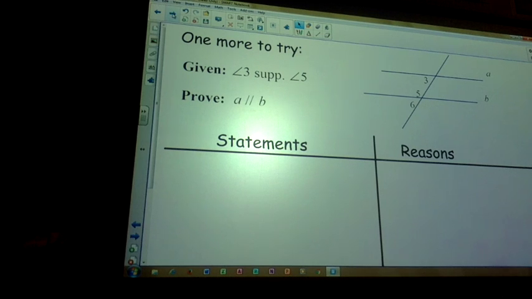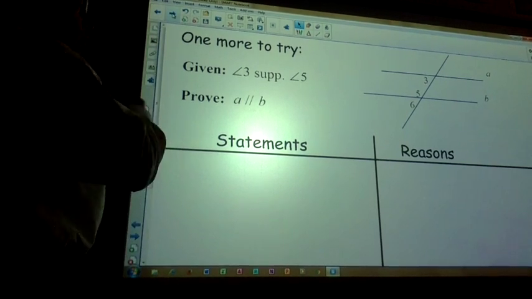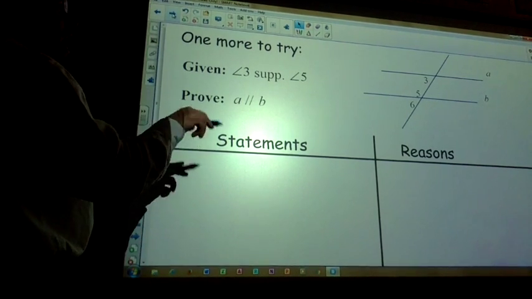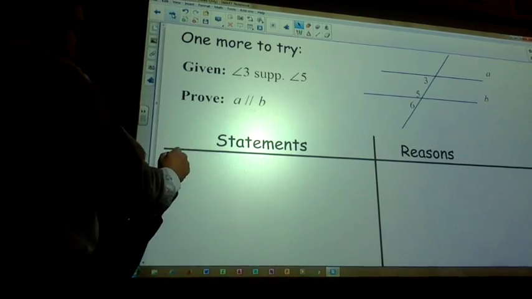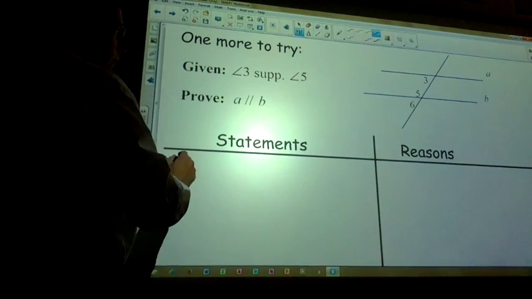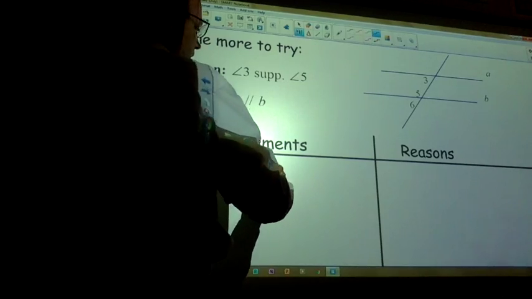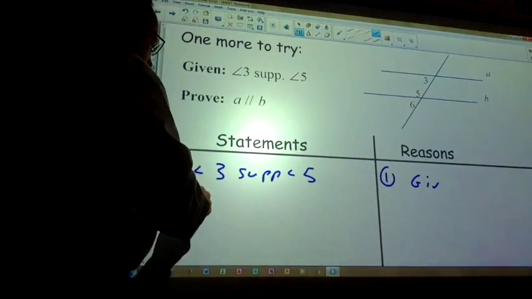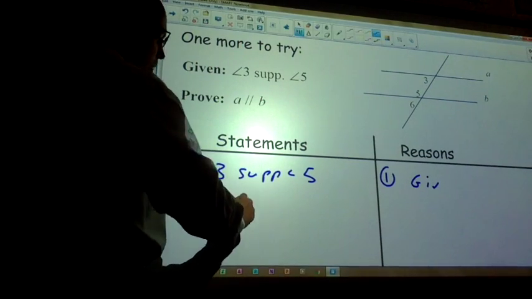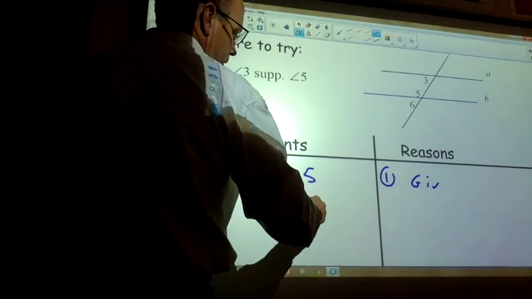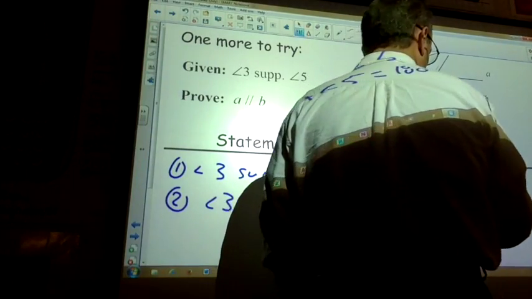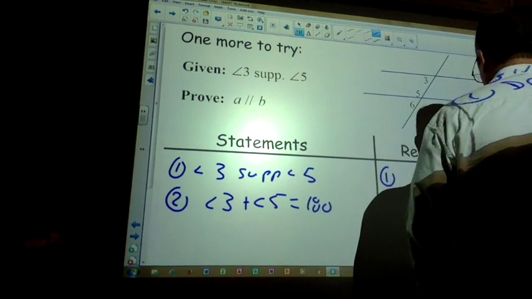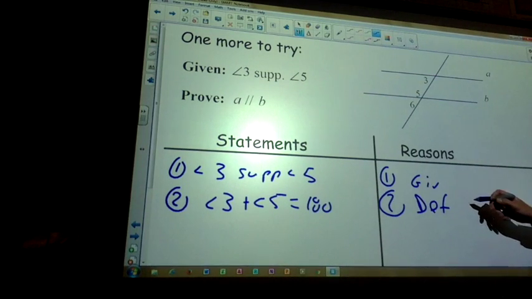Angle 3 is supplementary to angle 5. Okay. So, things that we know. Angle 3 is supplementary to angle 5. Given. I might state something like this: angle 3 plus angle 5 equals 180. Definition of supplementary, right?